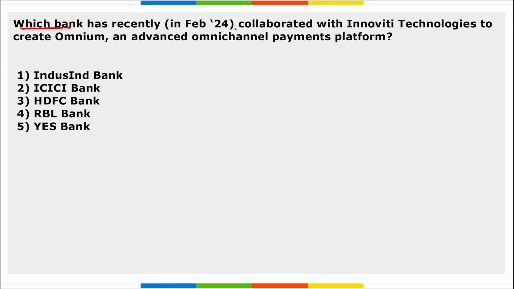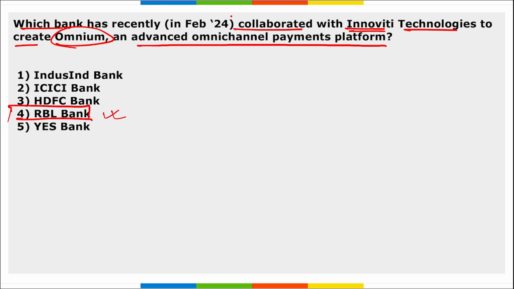Next, which bank has recently collaborated with Innovative Technologies to create Omnium, an advanced omnichannel payments platform? It is RBL Bank. Right? RBL Bank has collaborated with Innovative Technologies to create Omnium, an advanced omnichannel payments platform. This platform will utilize retailers' data and streamline the business process to facilitate faster growth and minimal effort.